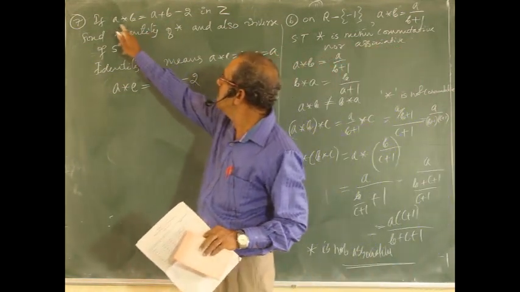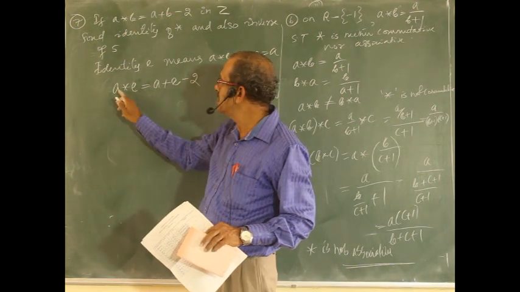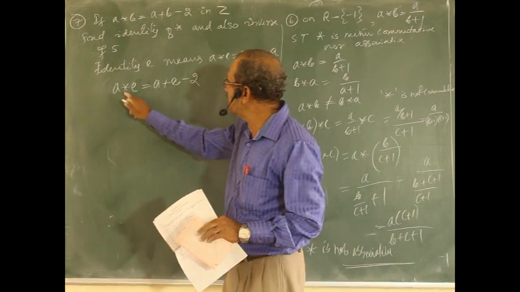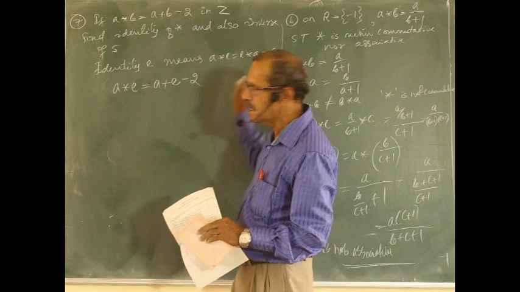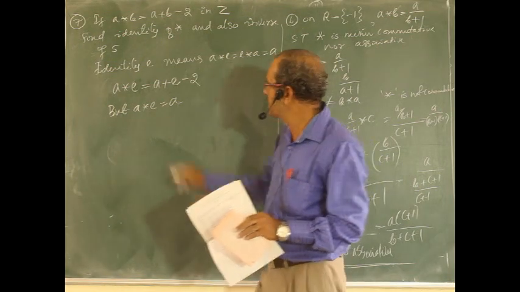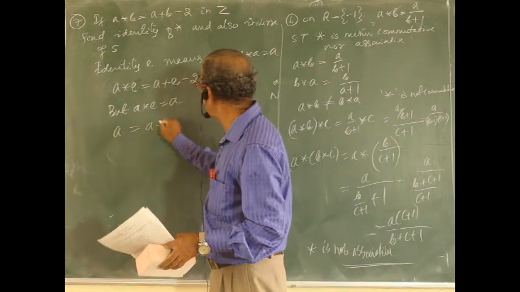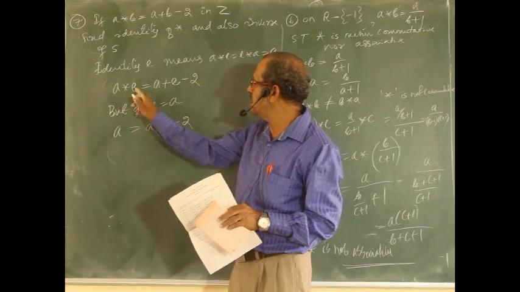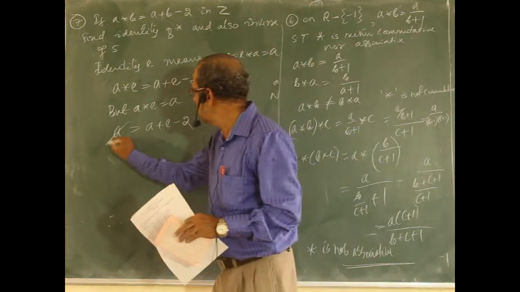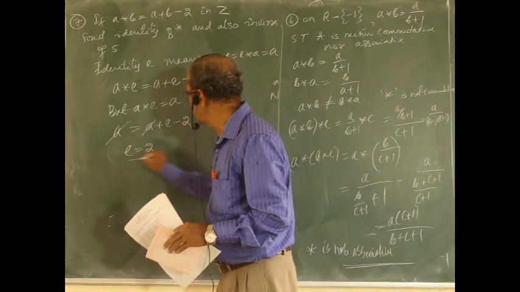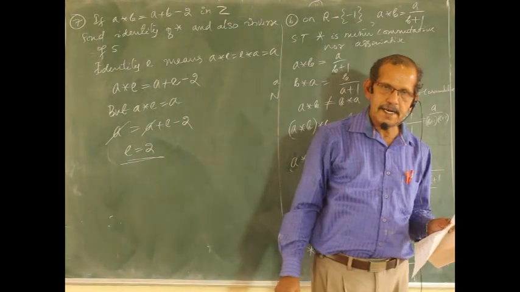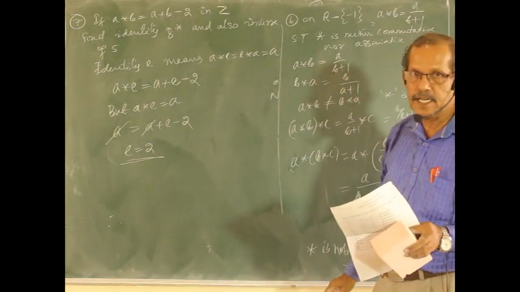Again see here, if this B is taken as identity, A star E equals A plus B, instead of B identity minus 2. But A star E is actually A. Therefore, A equals A plus E minus 2. Compare these two: A equals A plus E minus 2. Or A cancels, E equals 2. Identity element under this binary operation is 2.